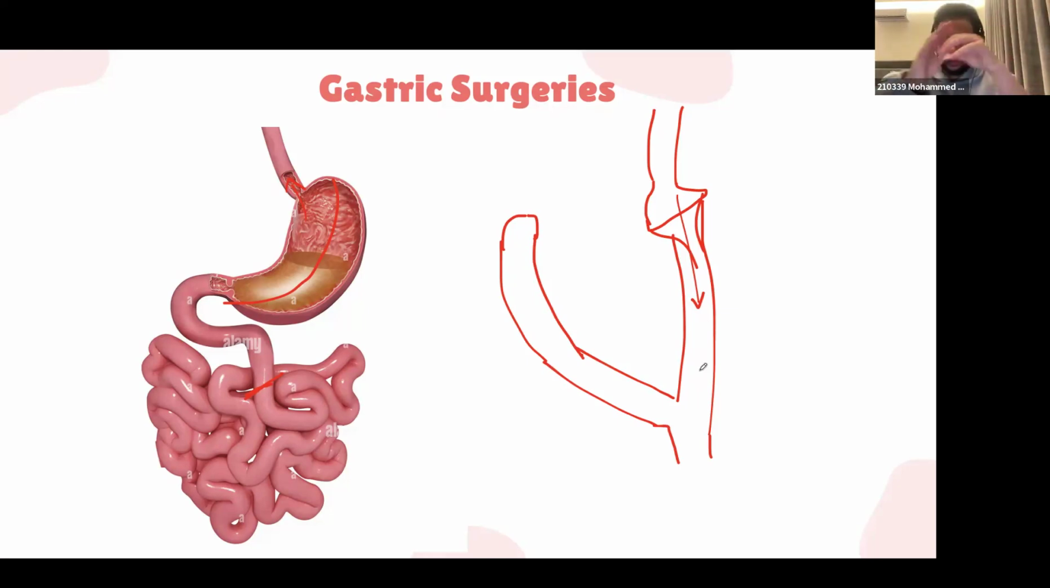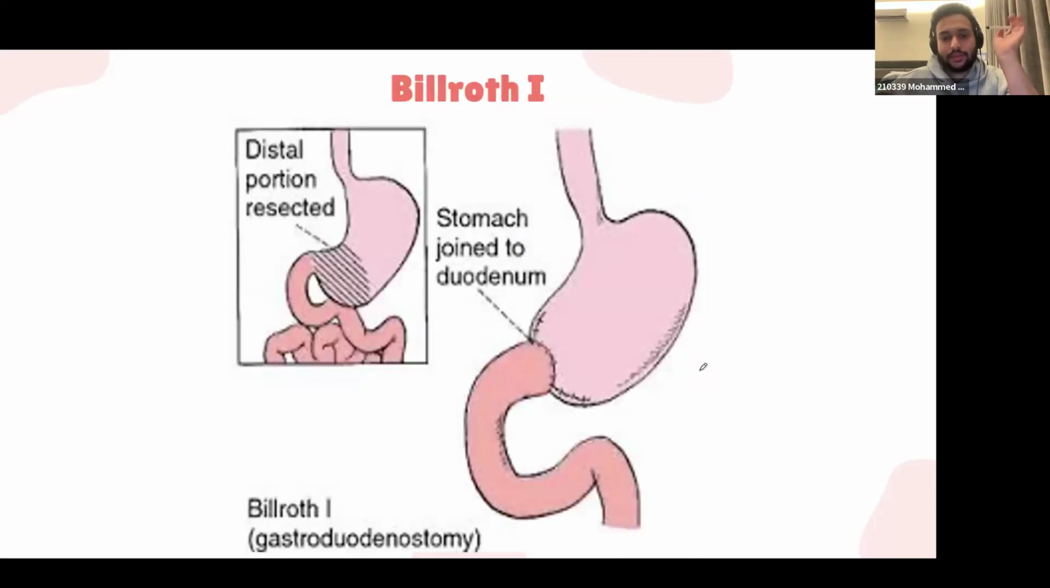Okay. So let's go through these slides. This is Billroth 1. We just basically cut the distal portion of the stomach and we anastomose it with the duodenum. We didn't really leave a duodenal stump. Okay. This isn't done as much at all, in practice.